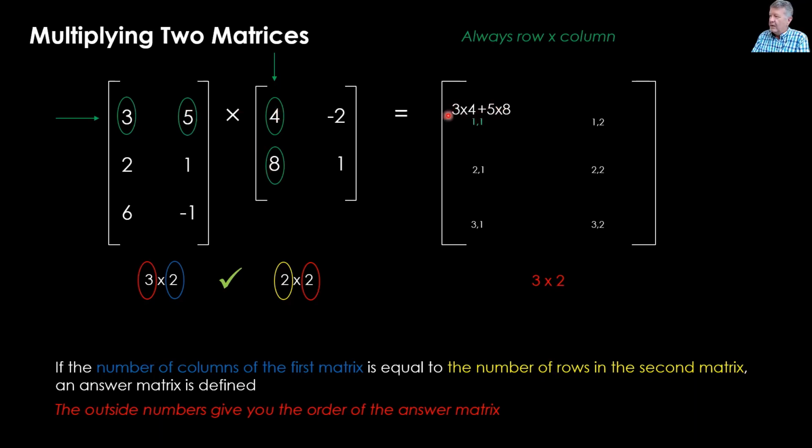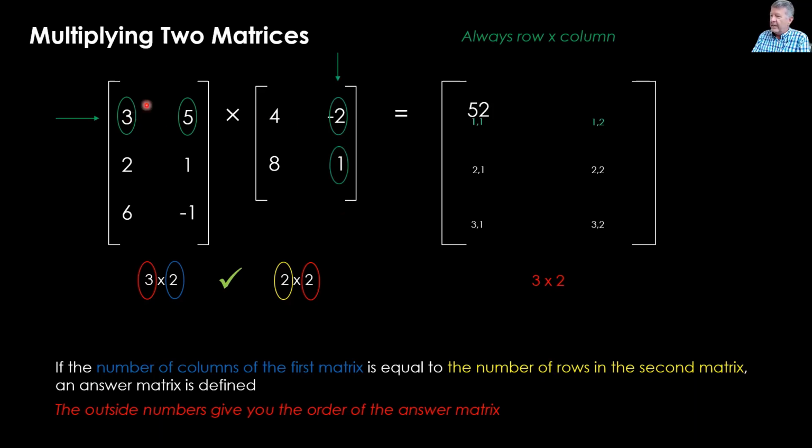Okay, see how it's first row, first column, the second number. That's why these inside numbers have to match up. 3 times 4 is 12, 5 times 8 is 40, so the answer there is 52. Let's go across the way. Row 1, column 2 now. So we're going to keep it at row 1, but we're going to shift this one across to go to column 2.